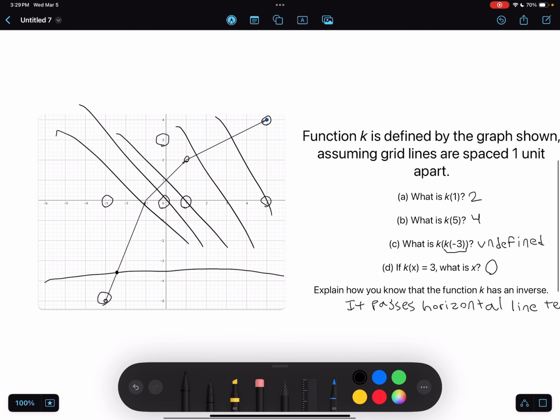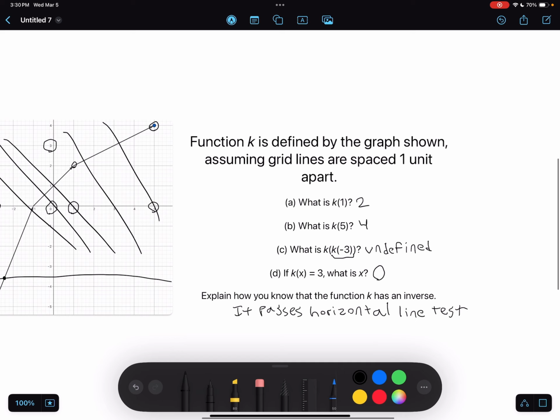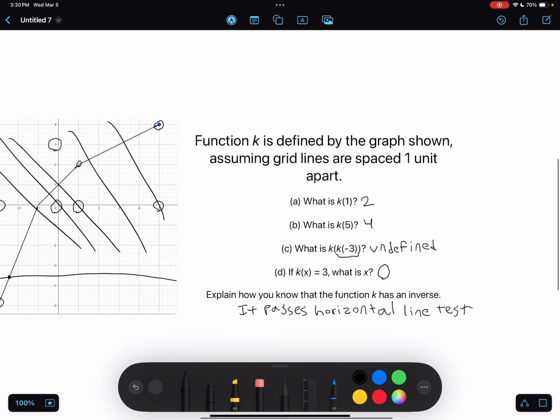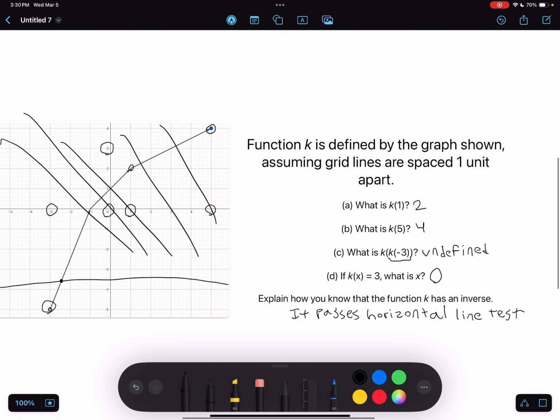In this problem, we solved this entire problem on graphing functions in Algebra 1 by using the information provided to find values on the x-axis and their corresponding values on the y-axis on the graph of the function. Then we used the horizontal line test to tell whether the function k had an inverse, which it did, because it passed the horizontal line test. And that's it for this graphing functions problem in Algebra 1.